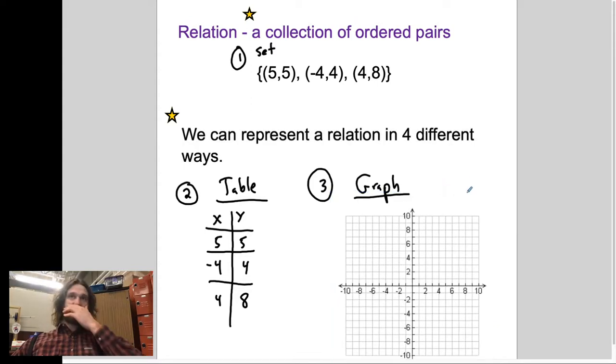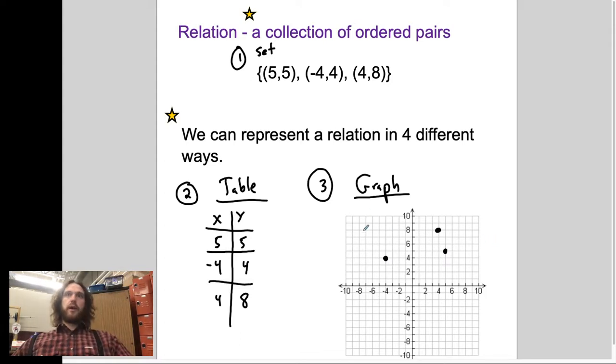And so let's represent this relation as a graph. Well, we have 5, 5. We have negative 4, 4. And we have 4, 8. Beautiful, beautiful, beautiful.